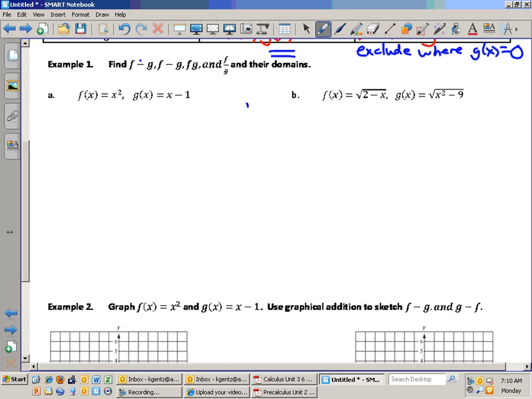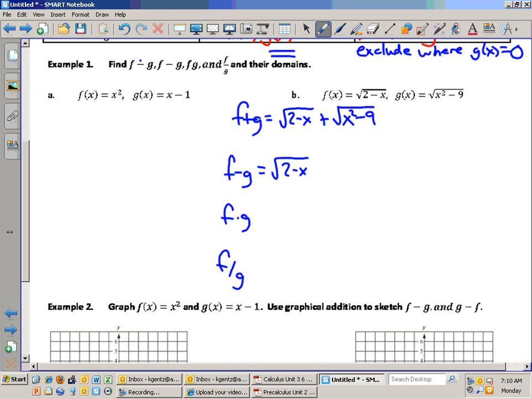For B, f plus g, f minus g, f times g, f divided by g. Well, f plus g would just be the square root of 2 minus x plus the square root of x squared minus 9. We can't add those together. The only way we could is if the radicands were the same, and they're not. So minus will be the square root of 2 minus x minus the square root of x squared minus 9.